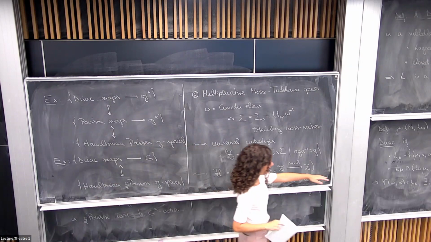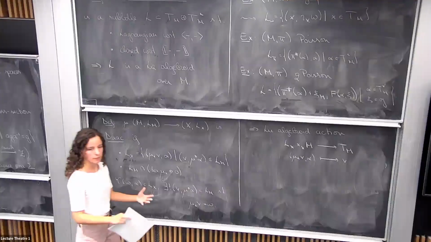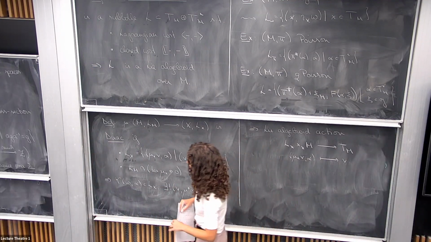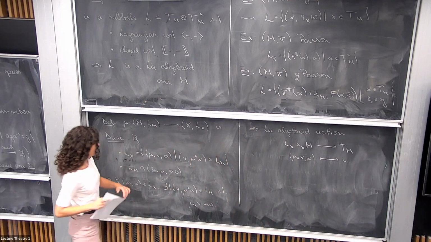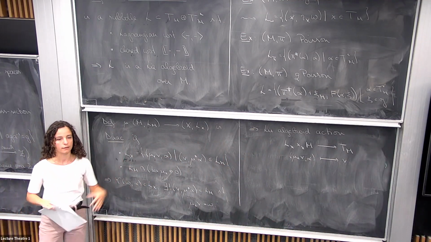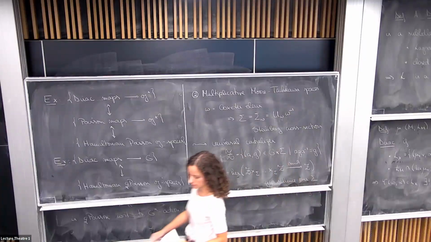So these Dirac maps are somehow the correct analog of moment maps in Poisson geometry and in quasi-Poisson geometry, because what they do is they induce an action of what is now a Lie algebroid downstairs onto the manifold upstairs.